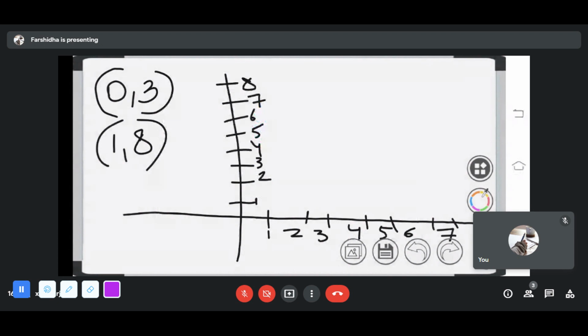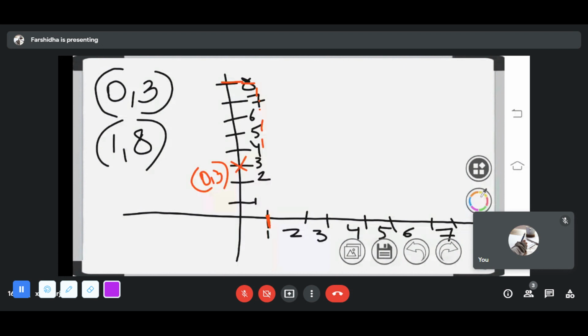So your first point is 0, 3. Second is 0, 3. Next point is 1, 8. 1 on x-axis, 8 on y-axis. It will touch here, 1, 8. Now you will get a straight line like this.